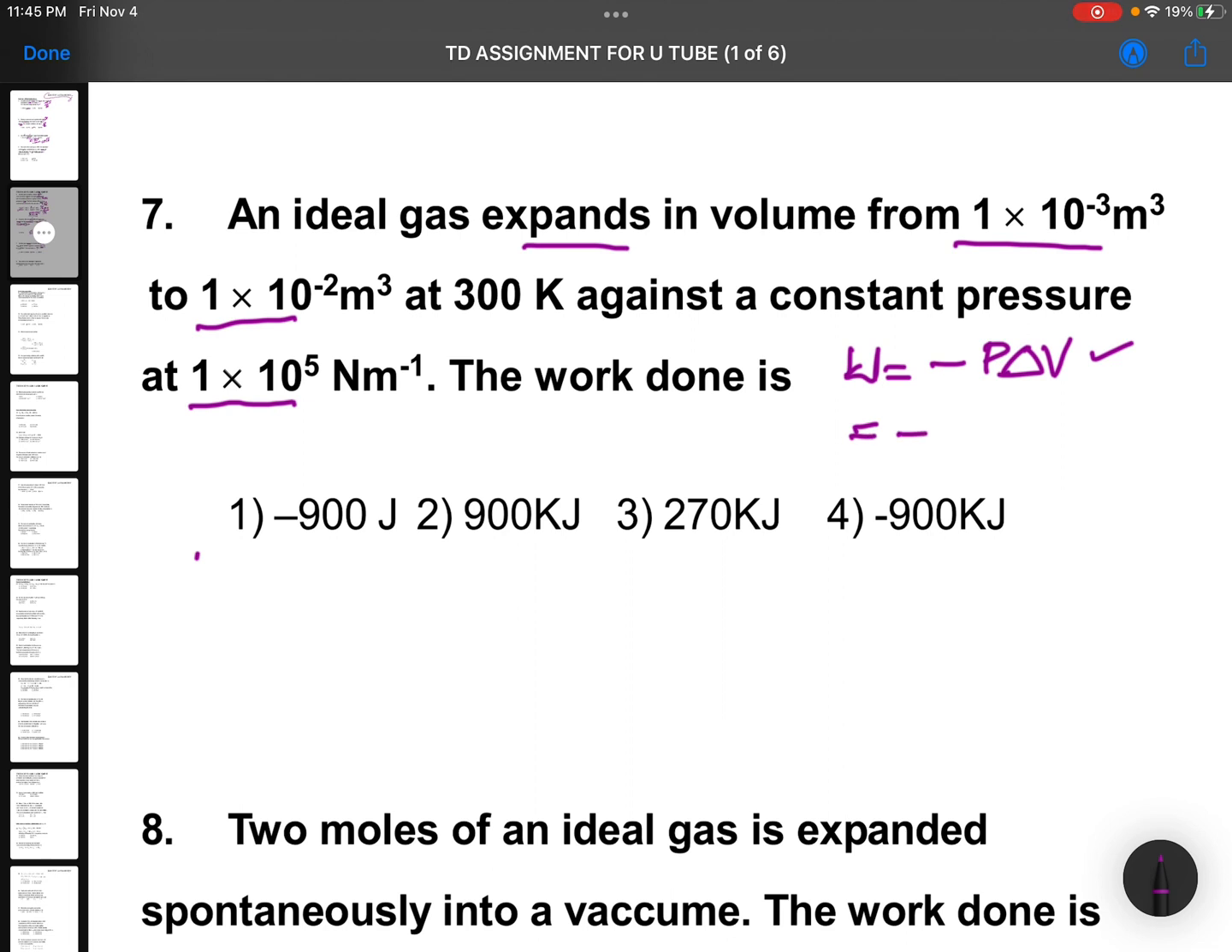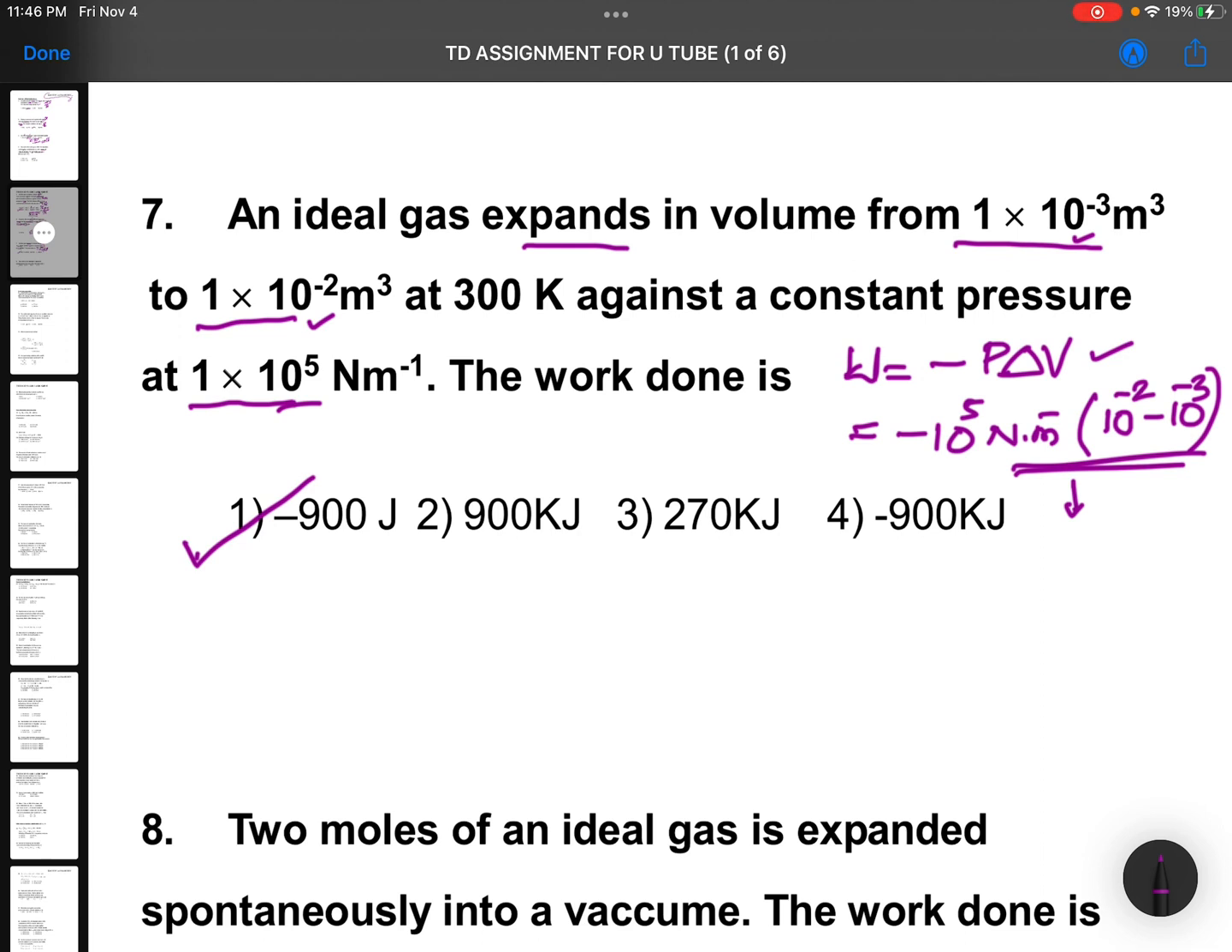So minus, pressure is 10 to the power of 5 Newton per meter square. Delta V is the change in volume, 10 to the power of minus 3 to 10 to the power of minus 2. So 10 power minus 2 minus 10 power minus 3. If you simplify this, you will get the answer, right? First you will get the answer in regular units of pressure and volume. Convert that by utilizing the regular concept. So it will come 900 joules.